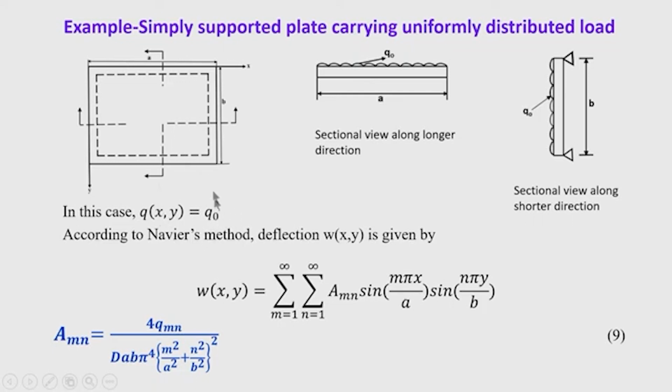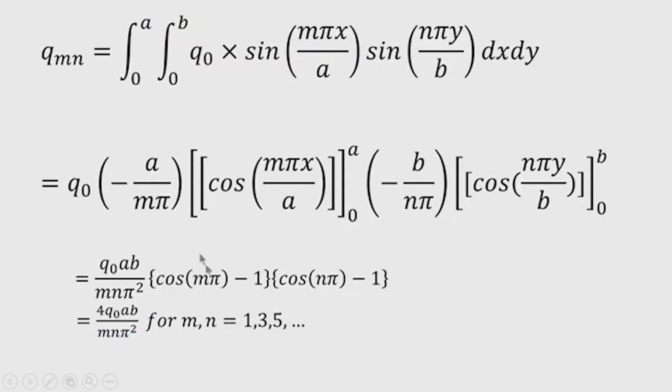So, as we have developed earlier, the solution where the AMN is nothing but 4 QMN divided by D A B pi to the power 4 into m square by a square plus n square by b square whole square. Okay. So, most important thing is to find QMN. So, QMN is now the integration of this Q naught sin m pi x by a into sin n pi y by b dx dy, and the limit of integration is 0 to a for x and 0 to b for y. Okay. You can see here that Q naught is a constant quantity.